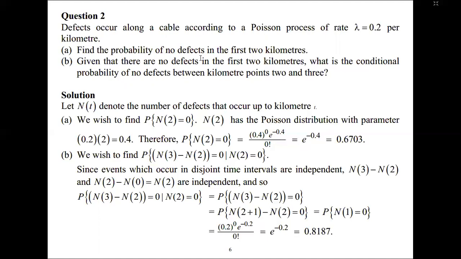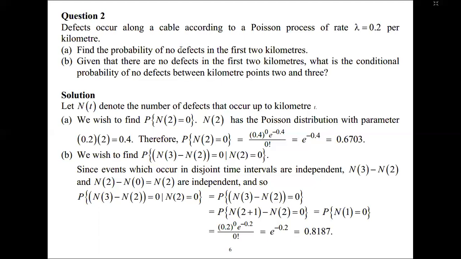So that's the rate. If the number of kilometers were 2 kilometers, that will not be the rate. The rate is always per unit time. So defects occur along the cable according to a Poisson process of rate lambda equal to 0.2 per kilometer. A is to find the probability of no defect in the first 2 kilometers. Have you seen it?